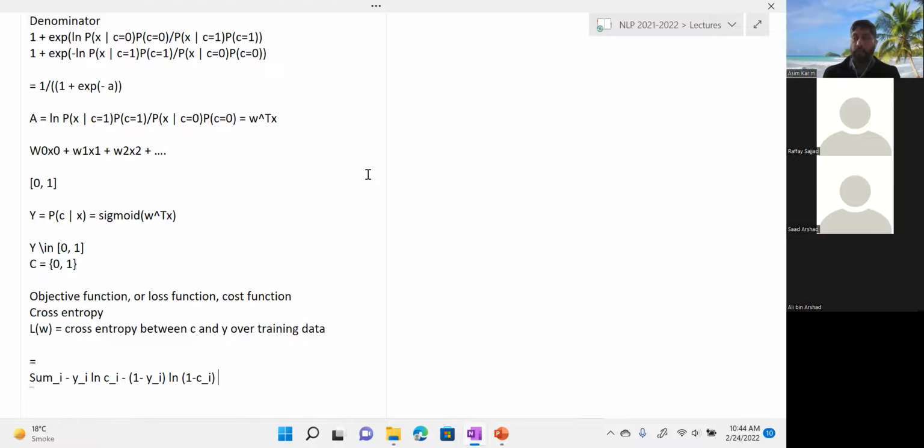So this is cross entropy. Remember, y ranged between 0 and 1, and C was either 0 or 1, so there are only two possible values. Let's say for a particular example, i equal to 3, C is equal to 1, meaning that it's a positive class. If C is equal to 1, then the second expression, which is 1 minus C, would become 0.